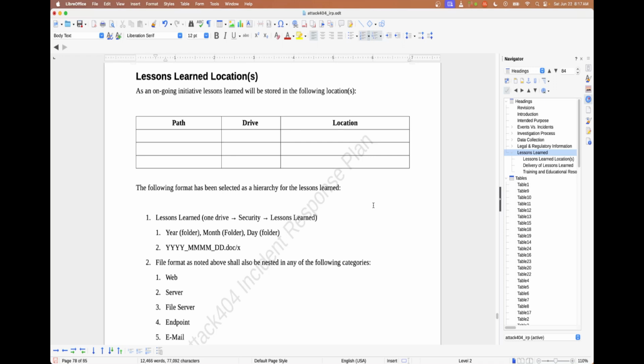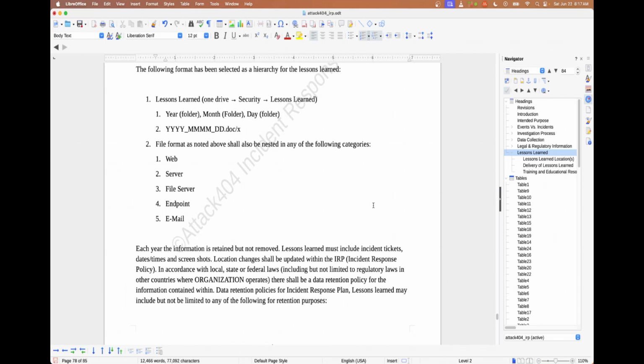Nobody wants that. So in lessons learned, I did a little breakdown on how you could set that up and what data you might want in there, and what categories an incident, event, or breach could basically fall into, and how to sort that data so you could access it and get to it quickly next time.